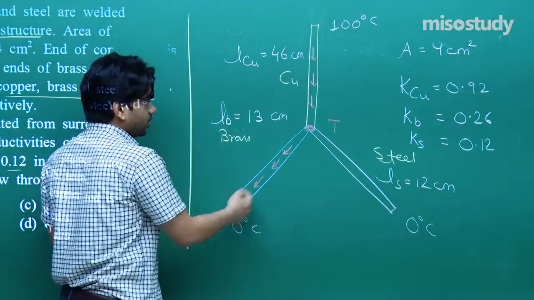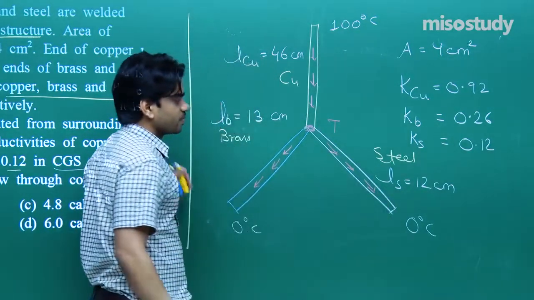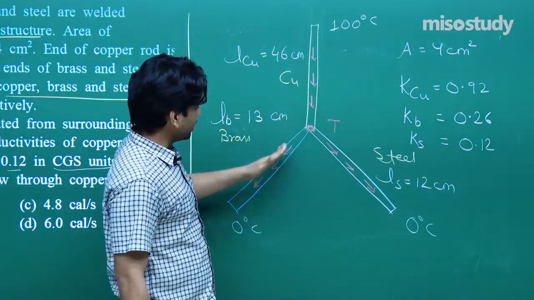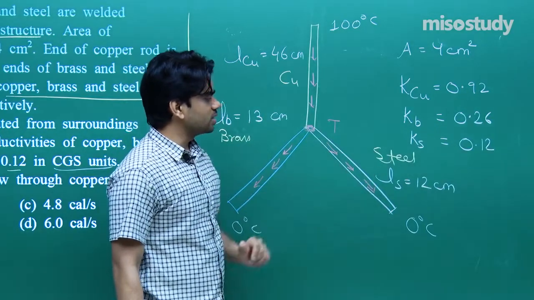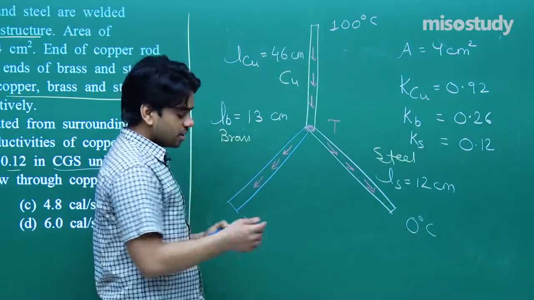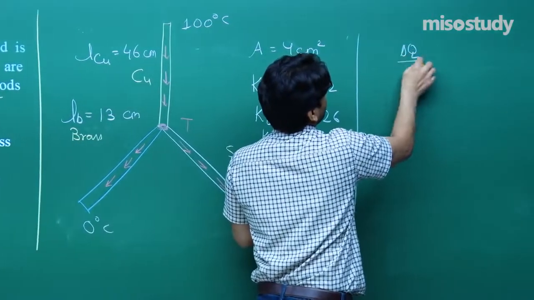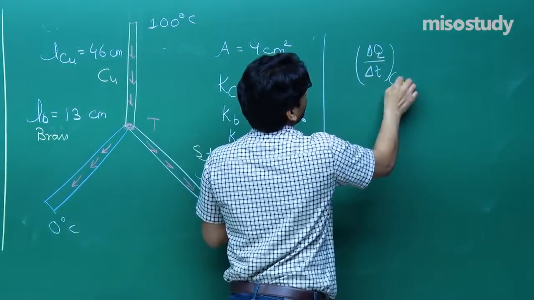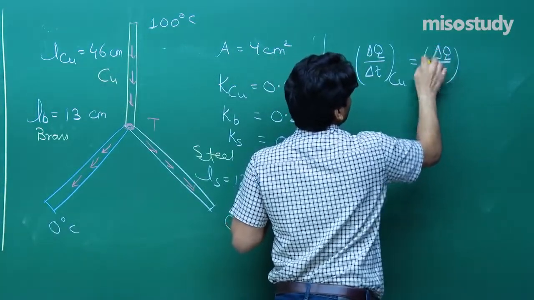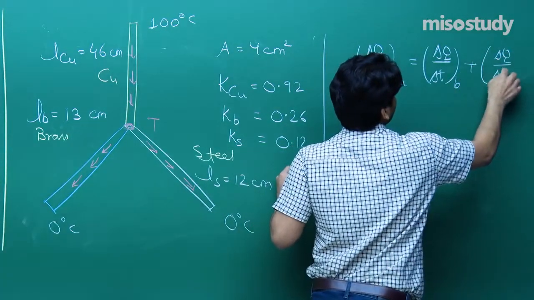Let's say it will be reaching here, and the same it will be reaching here also. Now you see, heat energy is transmitted through the copper rod, through the brass rod, and through the steel rod. We can say that as heat energy is transmitted here, it gets distributed. So heat energy transmitted through copper will be equal to heat energy transmitted through brass plus heat energy transmitted through steel.